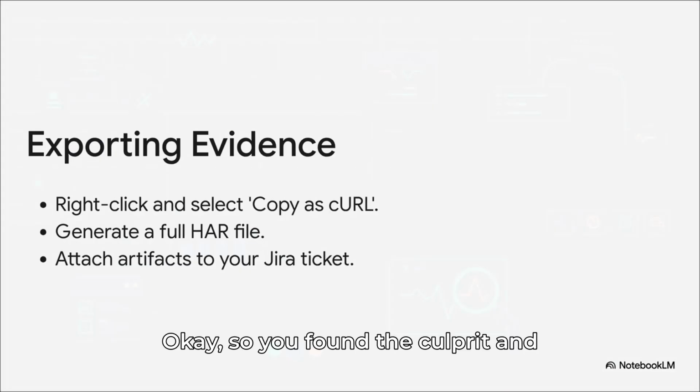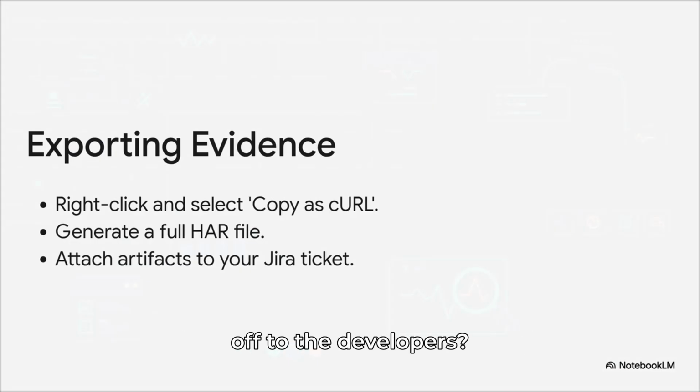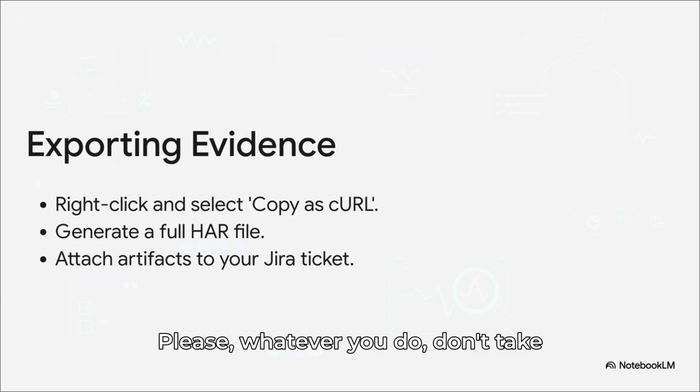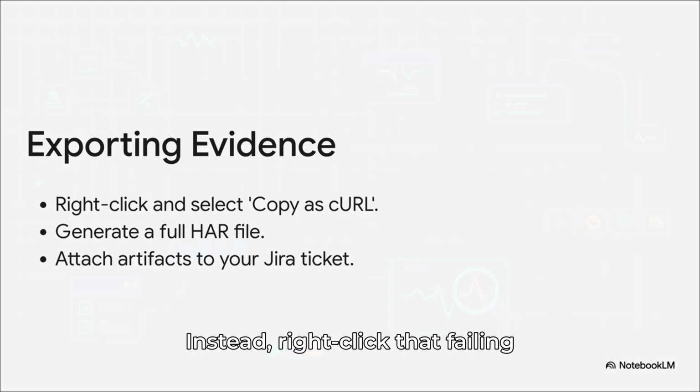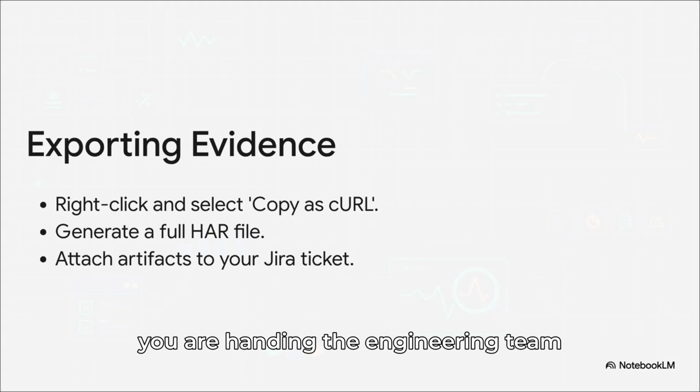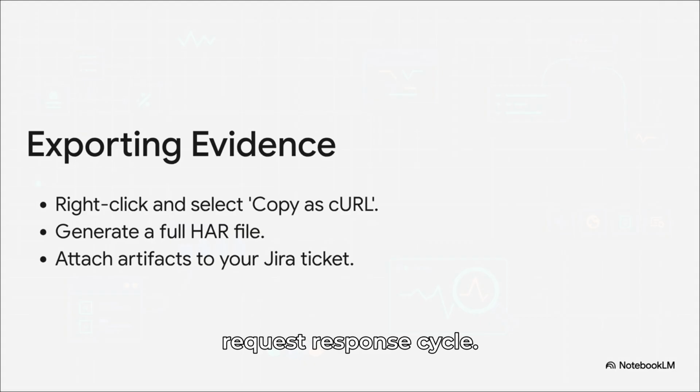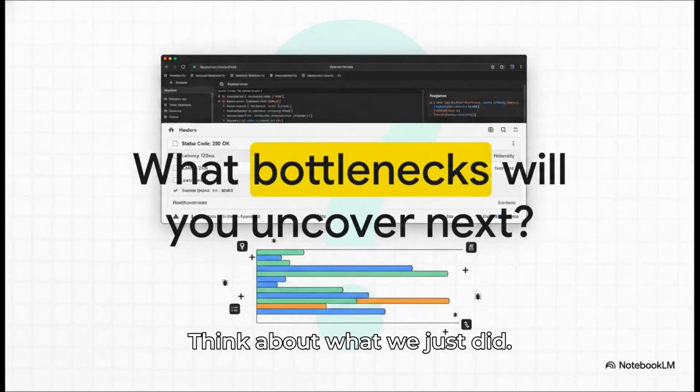Okay, so you found the culprit and proved the issue. How do you hand this off to the developers? Please, whatever you do, don't take an awkward screenshot. Instead, right-click that failing 2.4-second request and hit copy as CURL. Or even better, use the export button to generate a full HTTP archive. When you attach these exact artifacts to your Jira ticket, you are handing the engineering team the ability to replay the exact request-response cycle. You are perfectly packaging concrete, undeniable evidence so developers can reproduce and fix the bug with absolutely zero pushback.